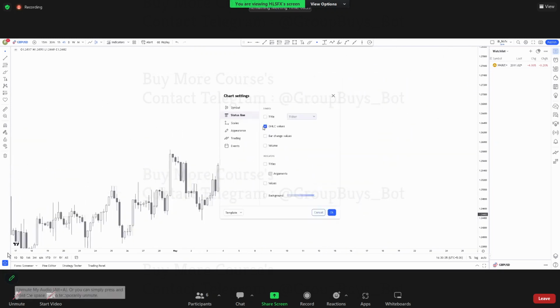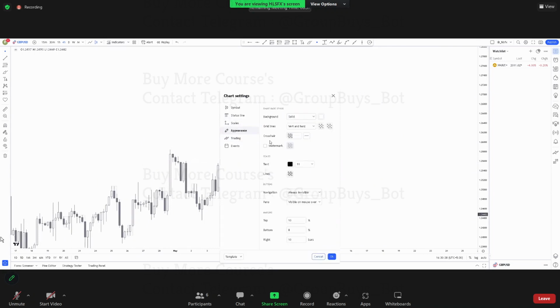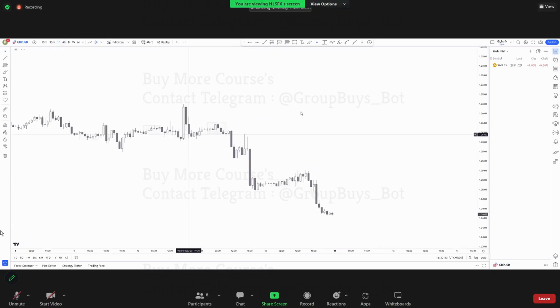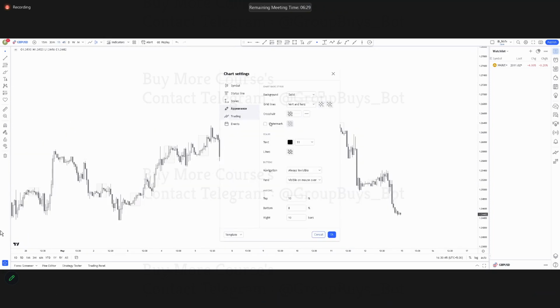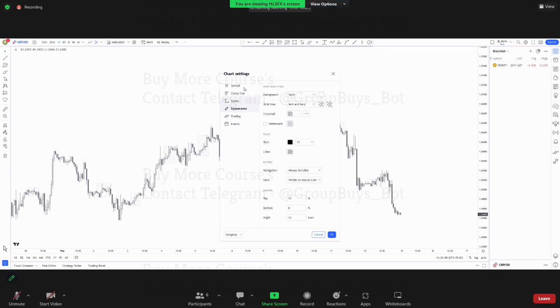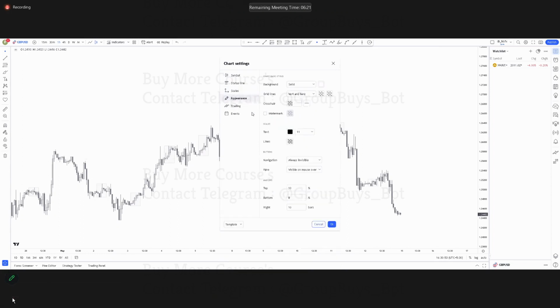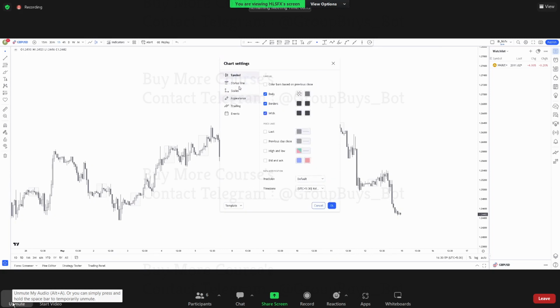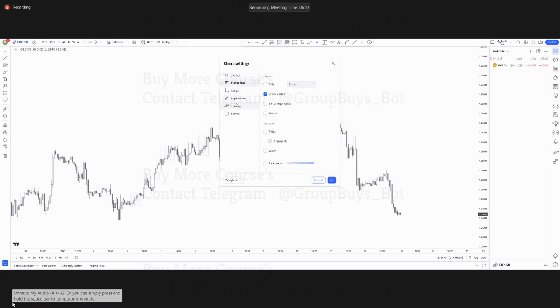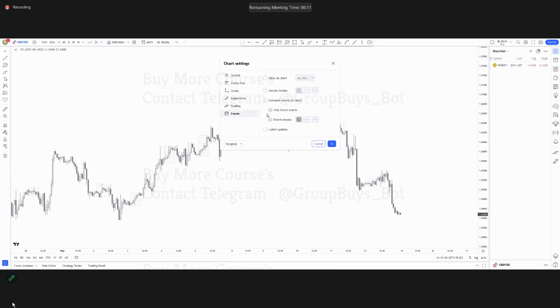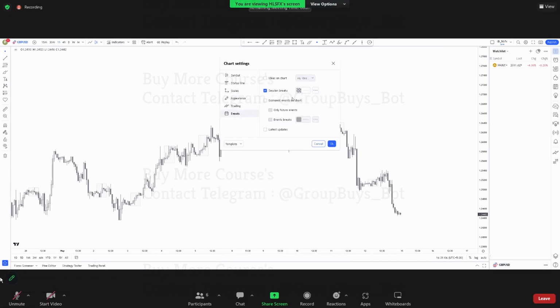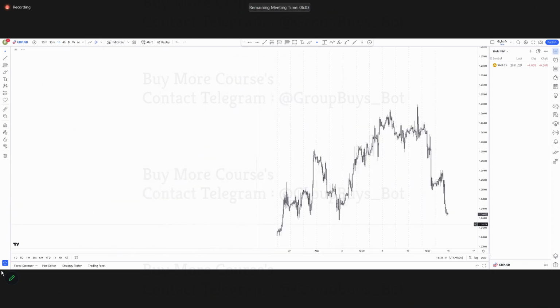Okay, let's go to the settings here, and then go to appearance. What is this time frame? It's 4 hour. Okay, let's go to the 1 hour time frame and go to the settings, appearance, scales, symbols, trading. Where is it actually? Yeah, session break. It's here. Okay, they've changed the settings. Session breaks now. Okay, now this is a session break.